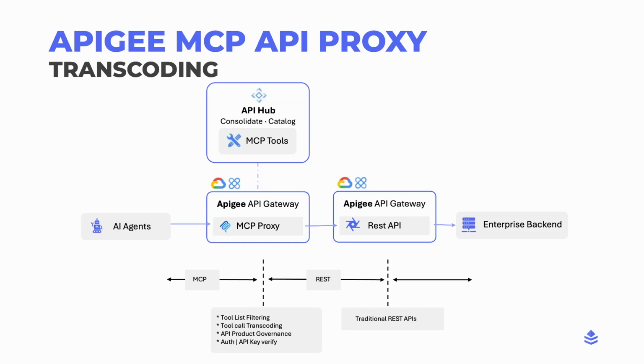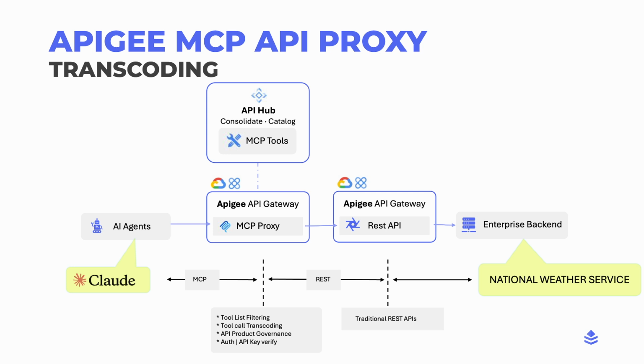In this demo, we are going to see how we can expose an existing REST API as MCP tools using Apigee. The goal is to show how AI agents and MCP clients such as Claude can discover and use enterprise APIs through Apigee in a governed way. For this example, I'm using a weather API.